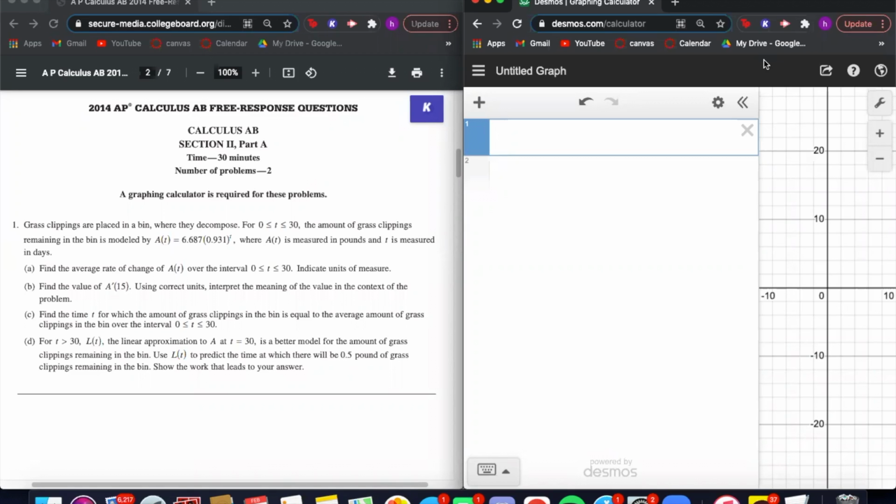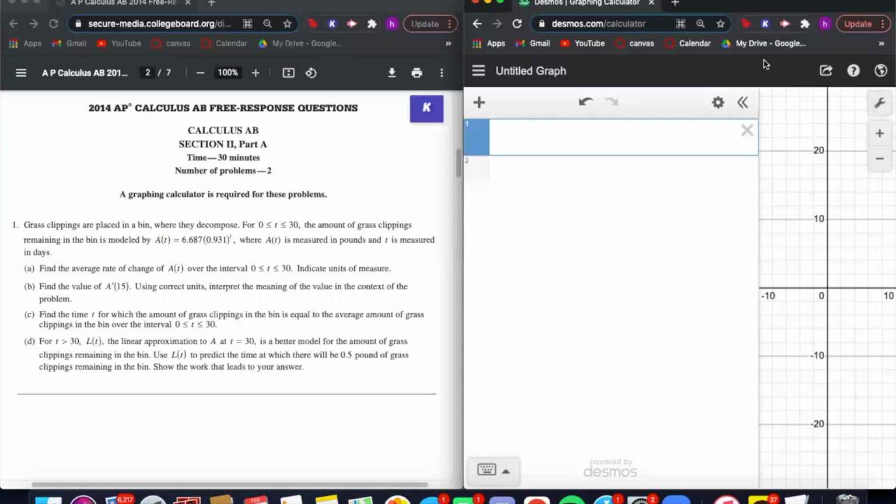For today we'll be taking a look at the 2014 AP Calc AB FRQ question number 1. Taking a look at the problem, it says grass clippings are placed in a bin where they decompose. For 0 ≤ t ≤ 30, the amount of grass clippings remaining in the bin is modeled by A(t) = 6.687 × 0.931^t, where A(t) is measured in pounds and t is measured in days.